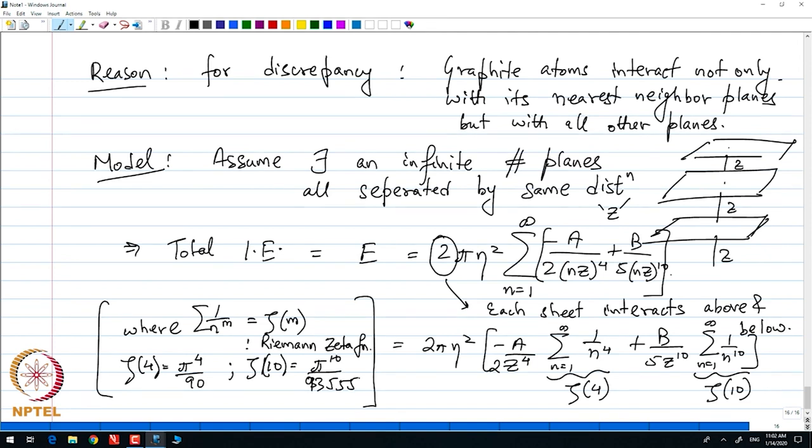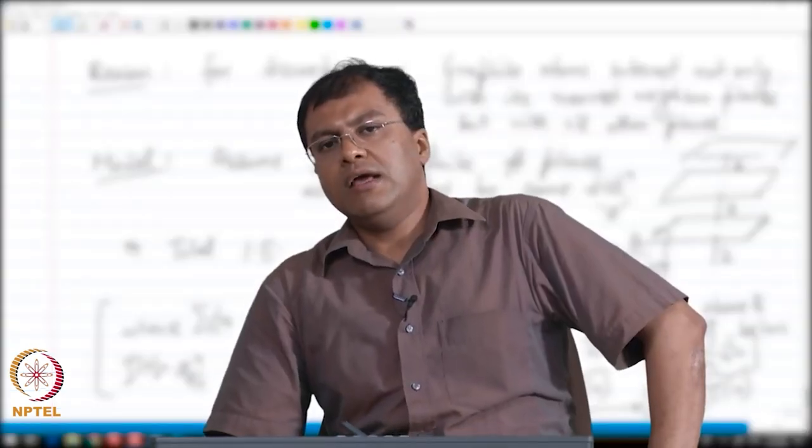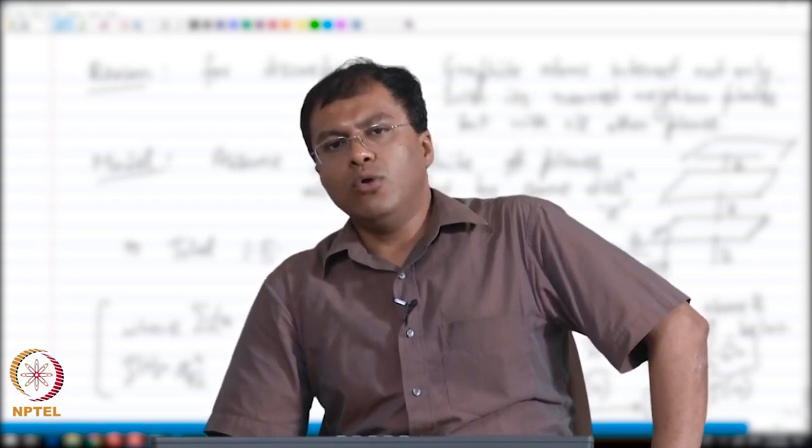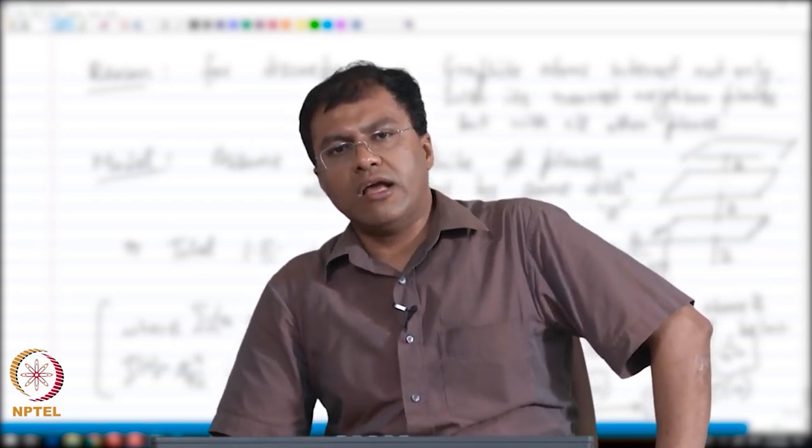Now, finally, when we differentiate this interaction energy with respect to z and set it equal to 0, I see that my z naught this time is going to be B by A times the zeta function at 10 by the zeta function at 4, to the power 1 by 6, right. And after plugging in all the values for B and A as described previously, this gives me z naught to be 3.37 angstrom. Notice how close this value is to the experimentally reported value. So, it turns out that the model had to incorporate certain additional terms to realistically simulate the experiments.